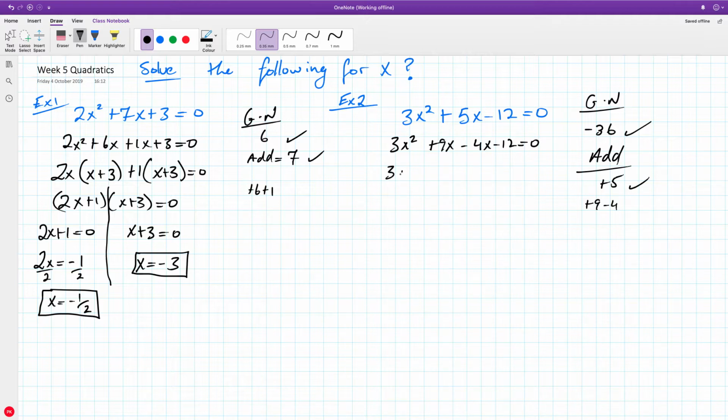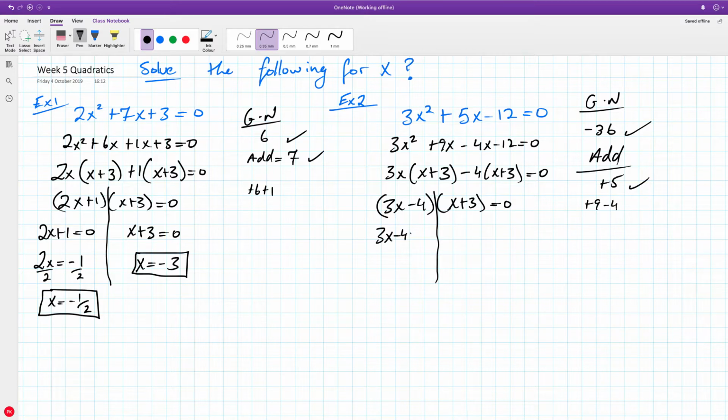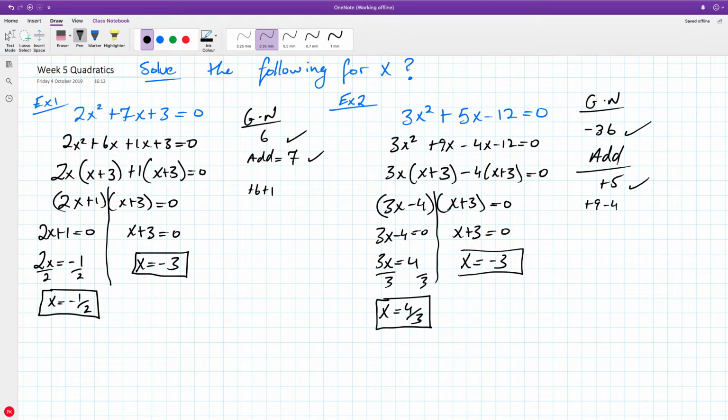Take out a common 3x. You're left with x plus 3. Take out a common minus 4. You're left with x plus 3. Good stuff. 3x minus 4 by x plus 3 is equal to 0. Line down the middle. 3x minus 4 is equal to 0. 3x equals 4, divided across by 3. X is equal to 4 over 3. And on the right, x plus 3 is equal to 0. X is equal to minus 3. Brilliant.